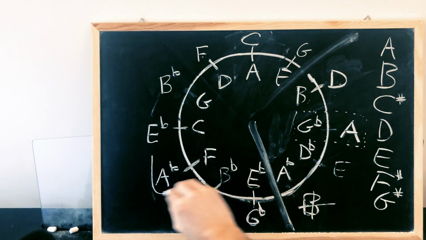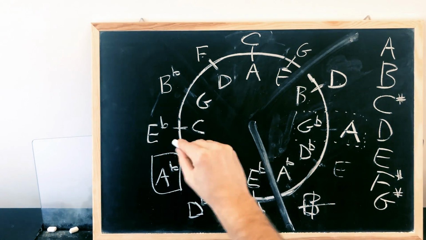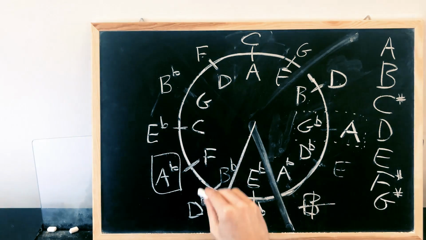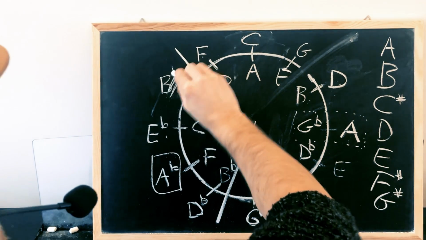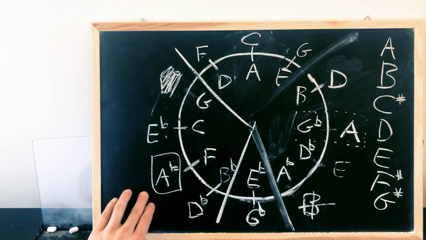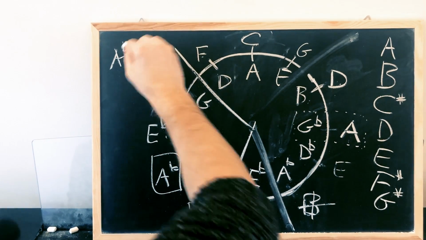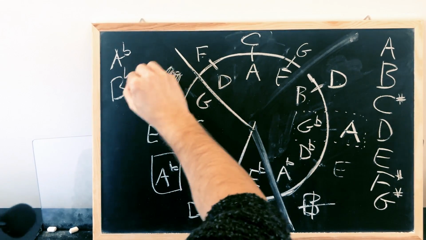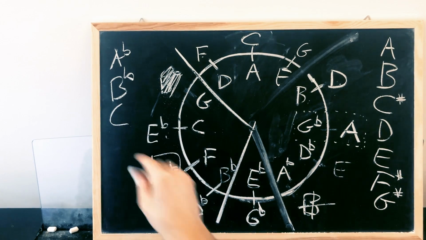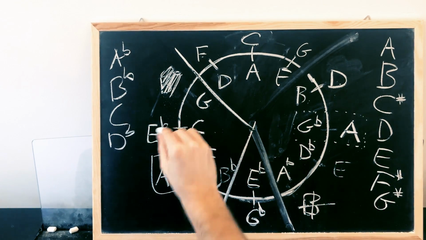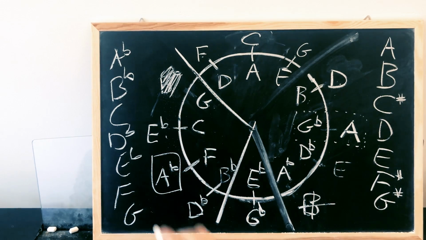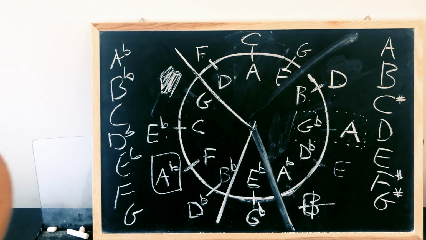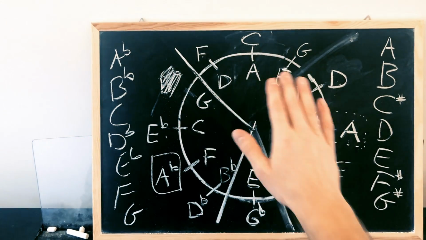So let's say we want to figure out A flat major. We go counterclockwise, we put one line. We go clockwise, we put two lines. And now we cross out this one right here. And guess what we're left with? A flat, B flat, C, D flat, E flat, F, and G, and we have our A flat major scale. That's how easy it is to find any major or minor scale.